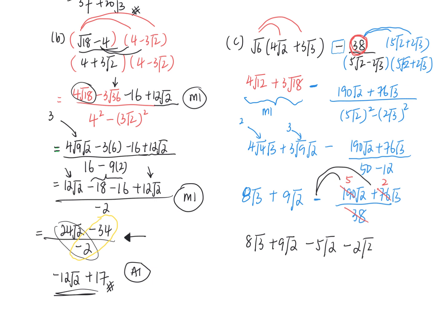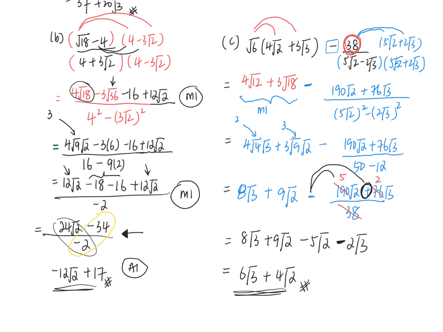minus 2 root 3. So a lot of you miss out that this one becomes a negative. So your BODMAS, you must be very clear. So 6 root 3 and 4 root 2 is the final answer. Okay, so deal with it part by part before you combine them and simplify.